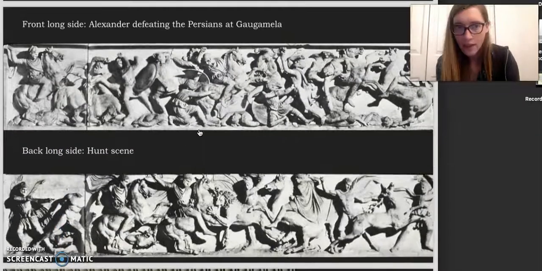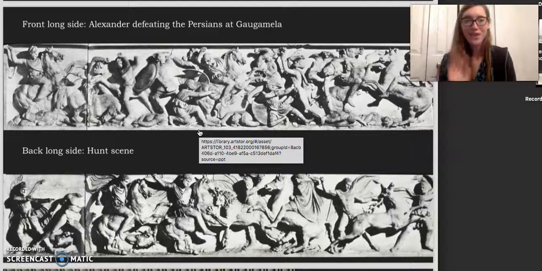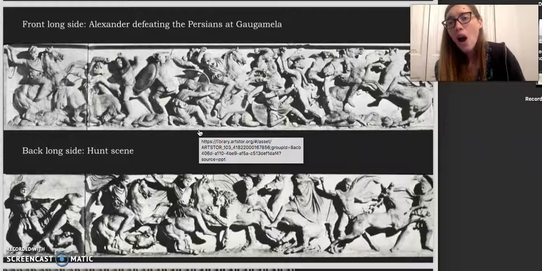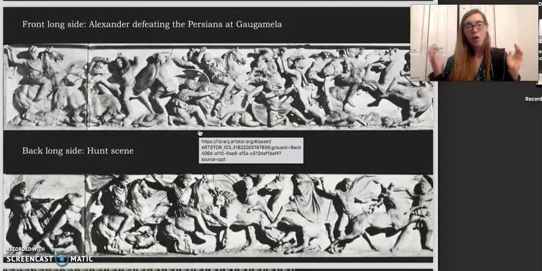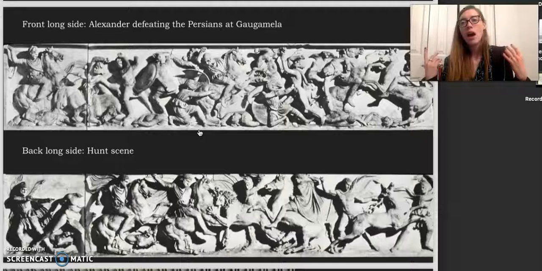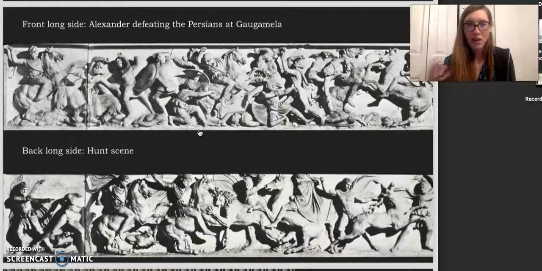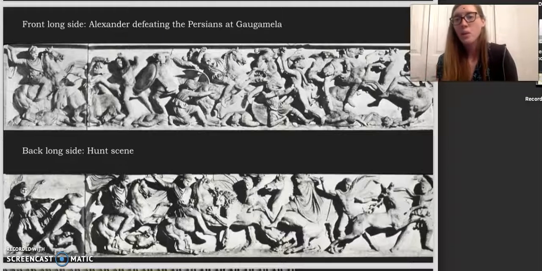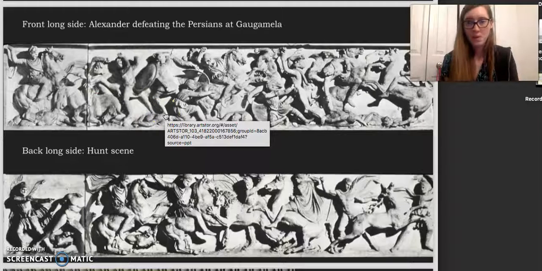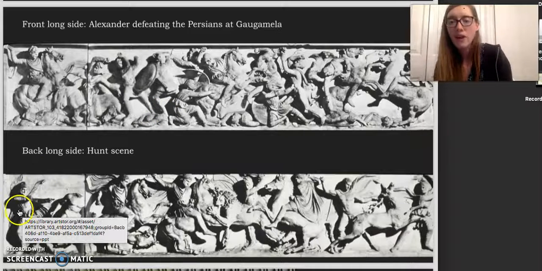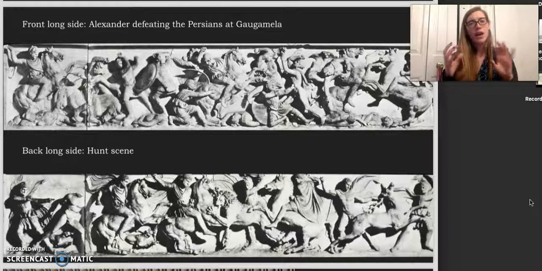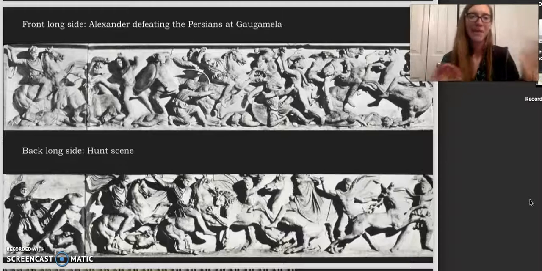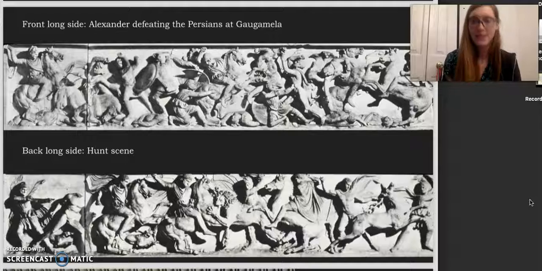So let's look very quickly at the long sides here before I run out of time on the video. Here on the front long side, the most prominent relief that is on the Alexander sarcophagus, we see Alexander defeating the Persians in battle, either at Gaugamela or Issus. I'll return briefly to how we know that's what's going on. And then on the back long side, we have another hunt scene. So we have this sort of breaking up of the surface of the monument of the sarcophagus into a series of hunt scenes and battle scenes, conflict scenes of different sorts against wild animals and against one's human enemies.